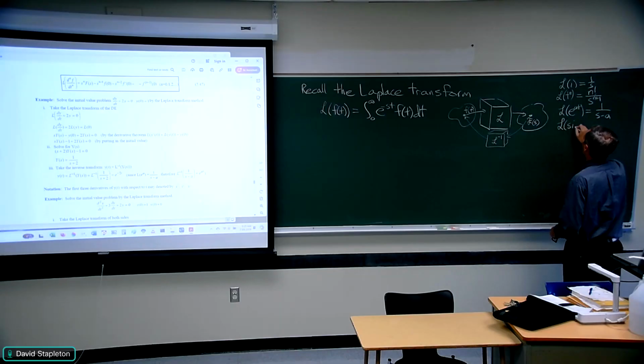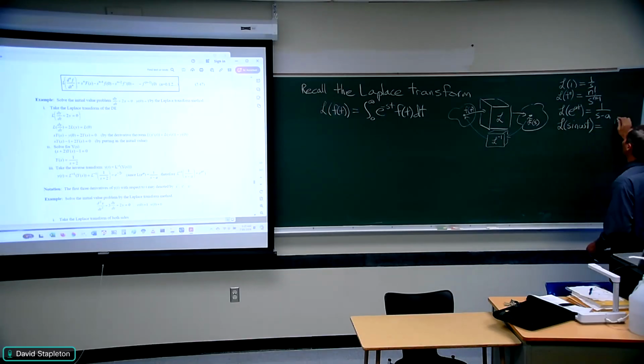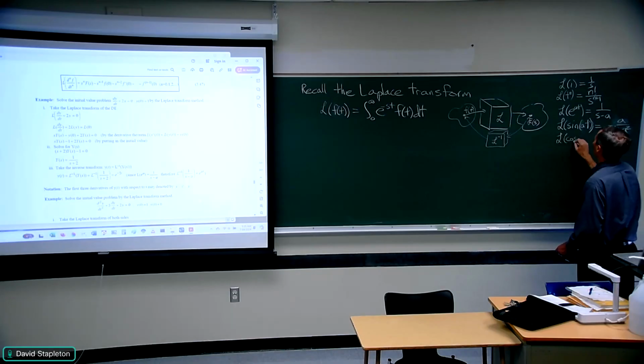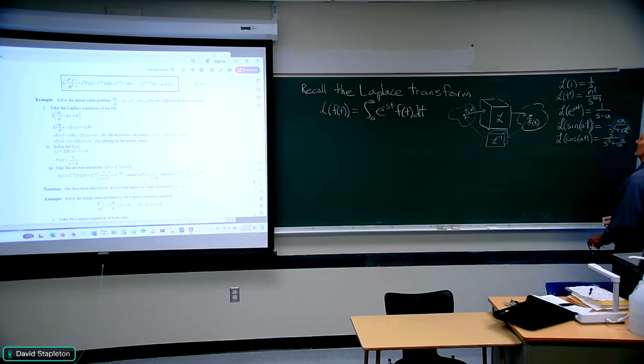Laplace transform of sine omega t, which we were just working on the board for class a little bit, is omega over s squared plus omega squared. Although I think I called this a last time. Let's just use a to be consistent. The Laplace transform of sine of at is a over s squared plus a squared. And the Laplace transform of cosine at is s over s squared plus a squared. And so we memorized these.